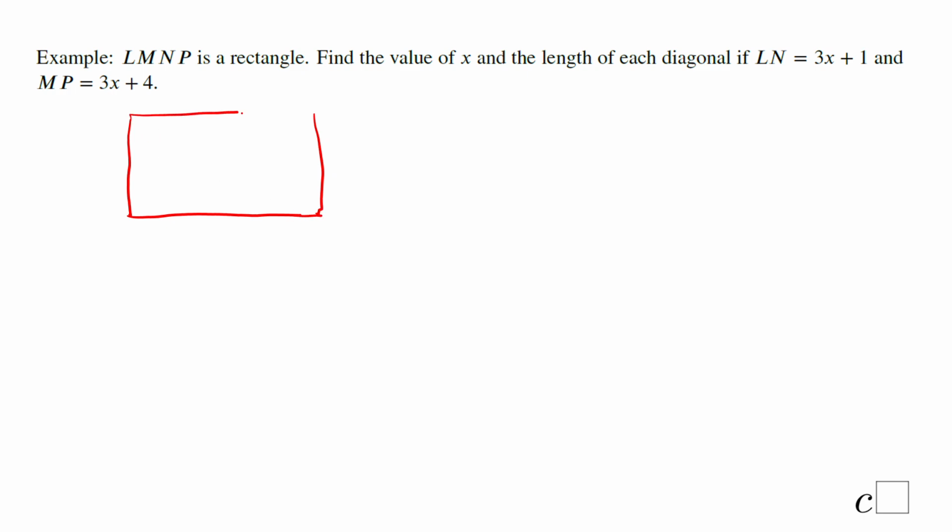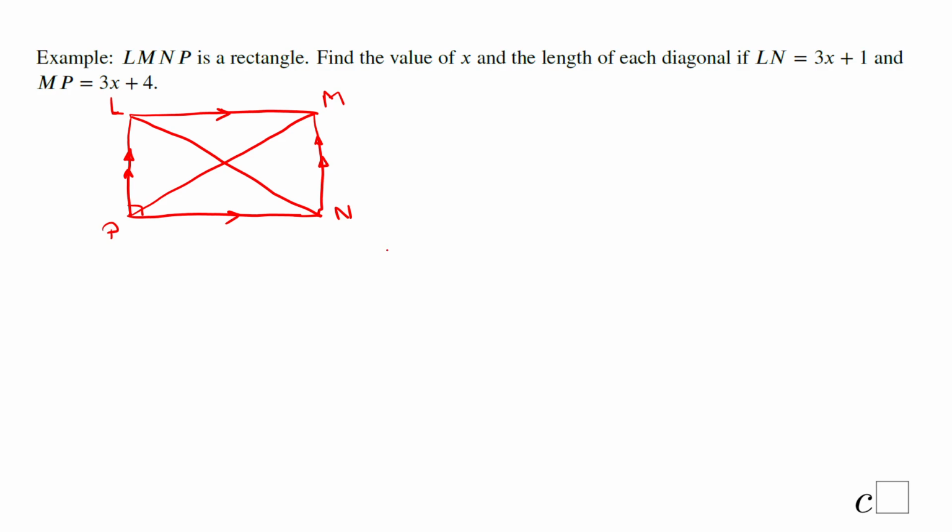Let's say this is a rectangle. I know it doesn't really look like one, but it is a rectangle. L, M, N, P. So this is L. Okay, rectangle. So if you remember, these two are parallel, these two are parallel, and we have 4 right angles, so we can just mark one. You don't really have to be that accurate. But now we need to know LN, which is this diagonal, it's 3x plus 1, and MP, which is this diagonal, is 3x plus 4.